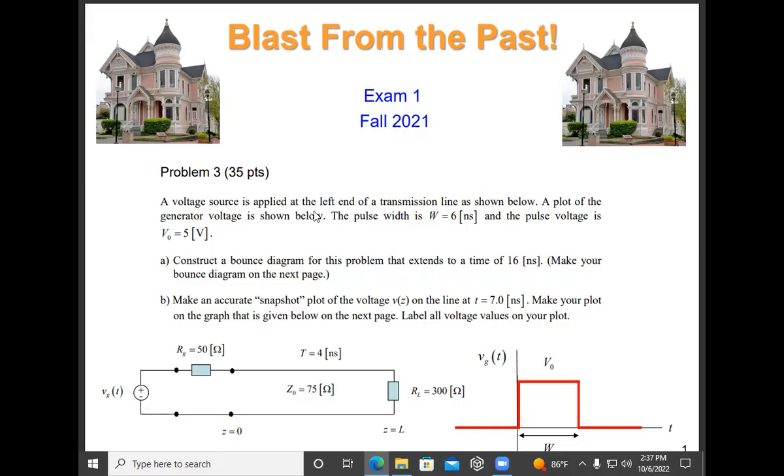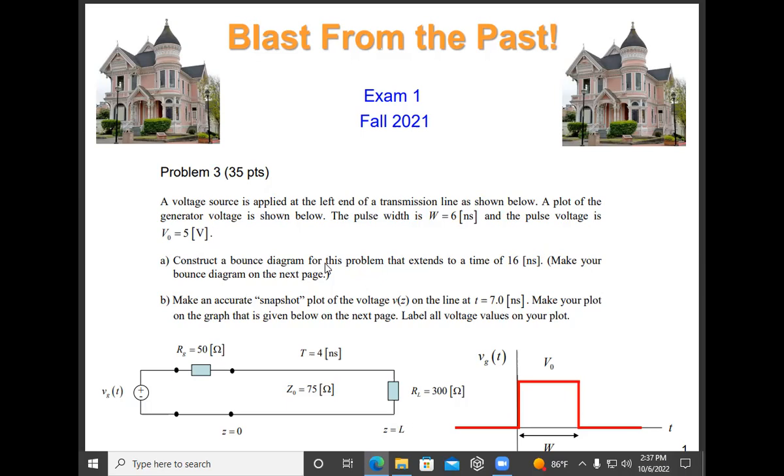A voltage source is applied to the left end of a transmission line as shown below. A plot of the generator voltage is shown here. The width of the pulse, so it's a rectangular pulse, the width is 6 nanoseconds, and the pulse voltage, V0, is 5 volts. Okay? So first it says construct a bounce diagram and make it go out to 16 nanoseconds. Okay? Make it on the next page.